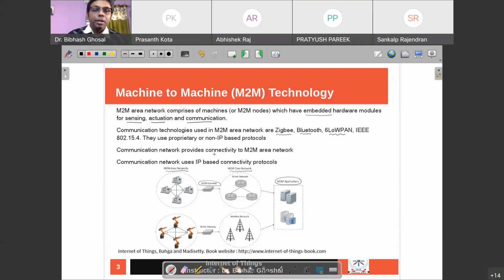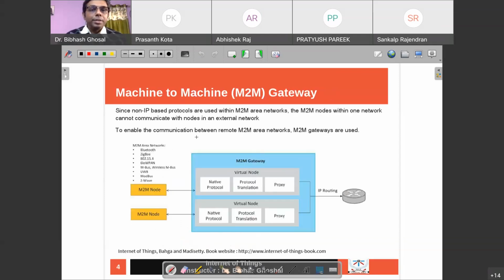And the M2M area network is a very small network. It has to take help of some services which are hosted on the internet. So it has to take help of the gateway. What the gateway does, as I told you, is act as a bridge between the device network and the internet. And the internet has IP-based protocols.